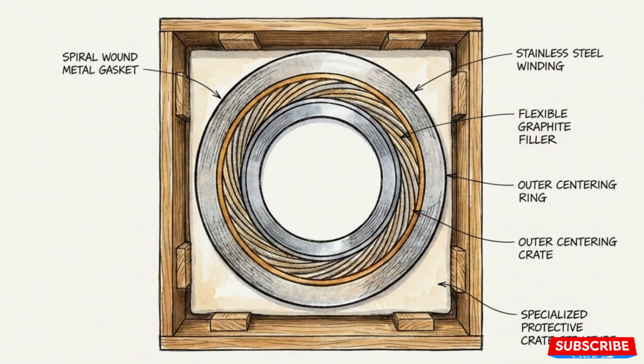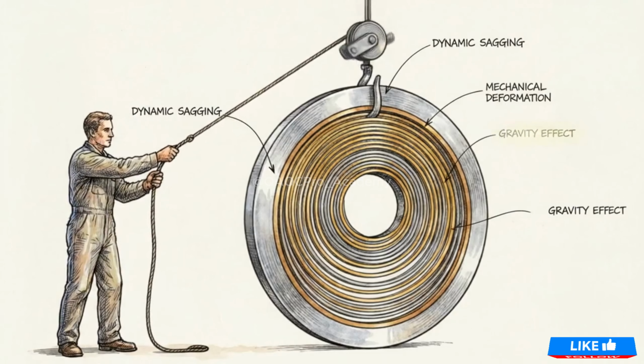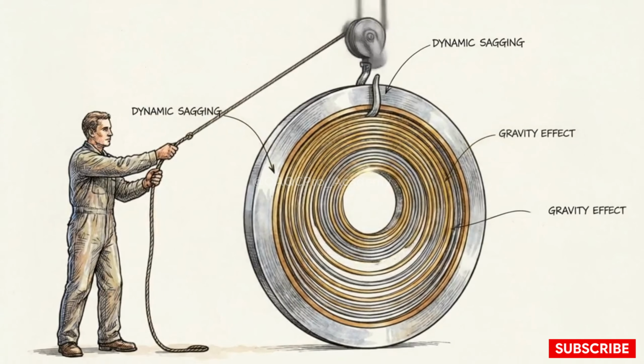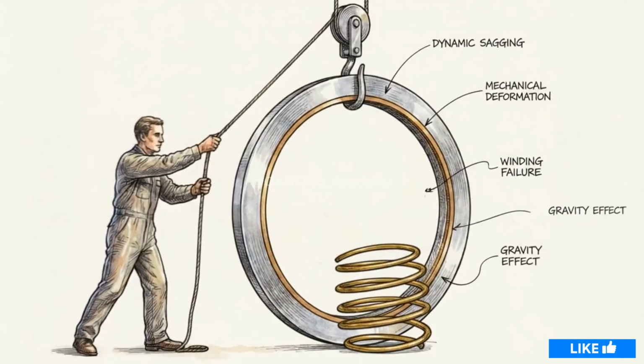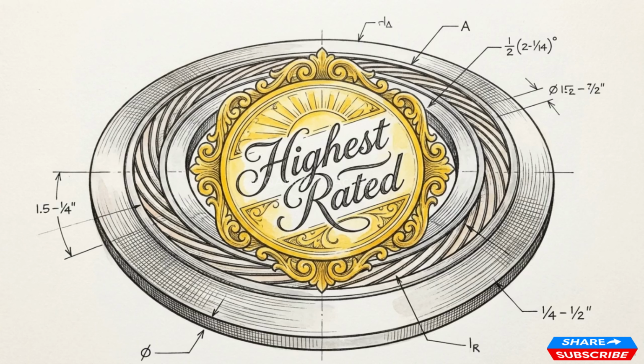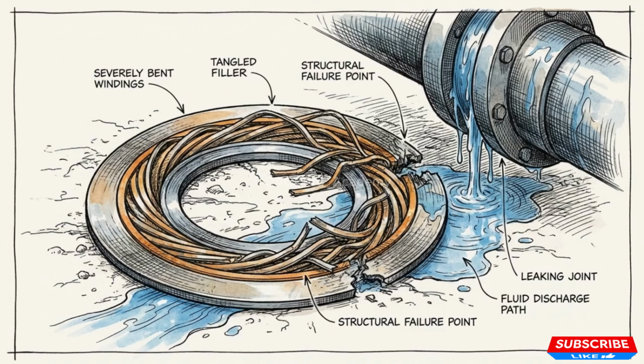These components are physically fragile before installation. If a technician carries a large spiral-wound gasket by the outer ring alone, the inner windings can sag and dislodge under their own weight. You can specify the highest-rated metallic gasket on the market, but if its architecture is mismatched to the flange, or if it's damaged by improper handling, it will fail.